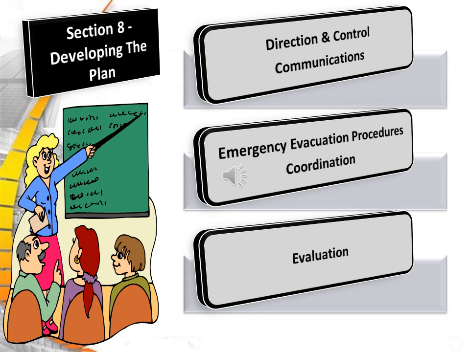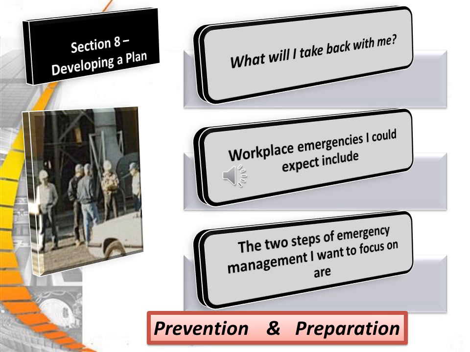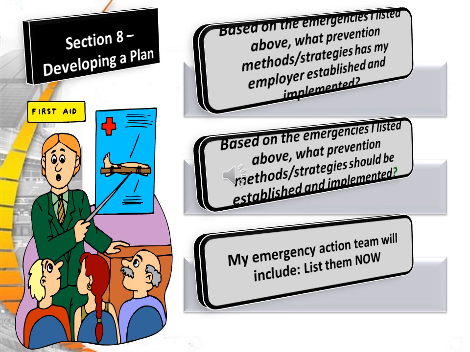When developing your plan, include the direction and control procedures necessary, as well as communications that will be needed, emergency evacuation procedures, and coordination with outside agencies if necessary, as well as building in a mechanism to evaluate the plan for its relevance. The two steps of emergency management that you want to focus on are prevention and preparation. The emergency action team that you will include should be listed in your plan.